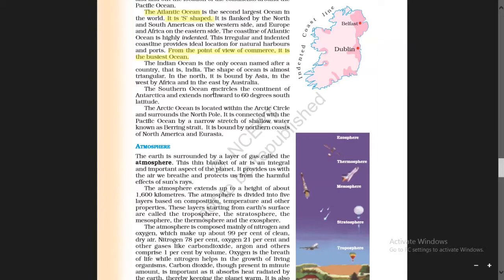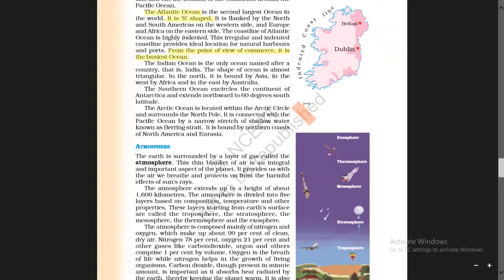The Southern Ocean encircles the continent of Antarctica and extends northward to 60 degrees south latitude. The Arctic Ocean is located within the Arctic Circle and surrounds the North Pole.